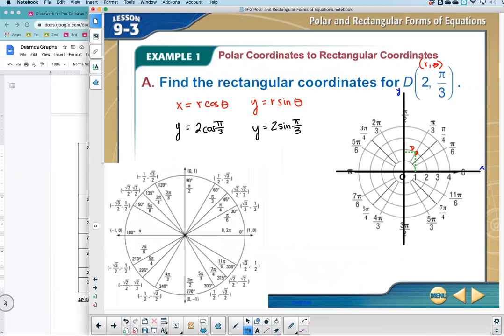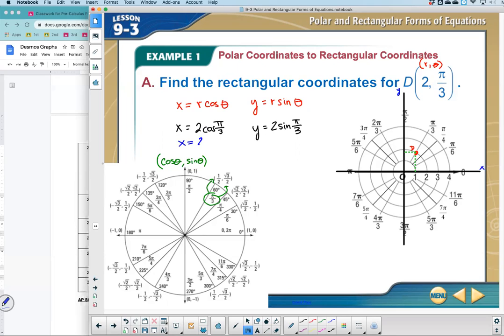So pi over 3 is located right here. And by review, every point on the unit circle is listed as cosine theta, comma, sine theta. So if I have pi over 3 here, that means the cosine is 1/2 and the sine is square root of 3 over 2. So I'll substitute that. I put a y there, and no one corrected me. That should be an x. Let's fix that. That's bad math.